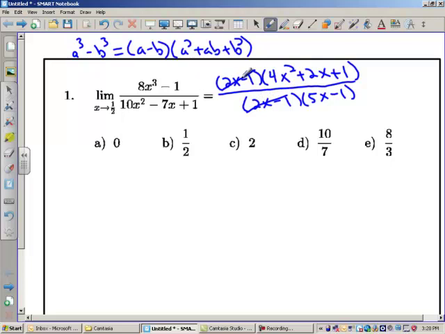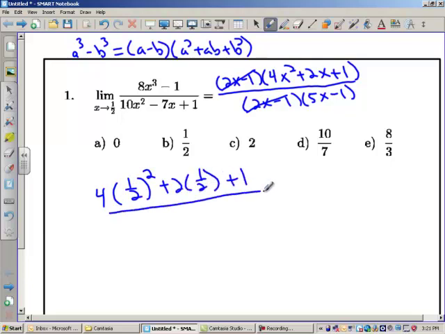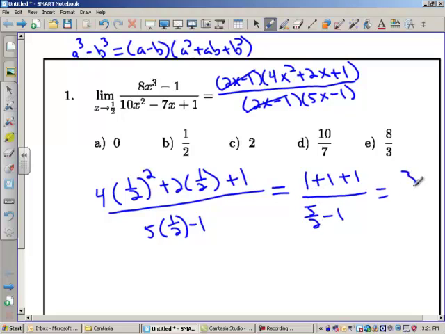So we're going to plug in our 1/2 for x. So we want 4 times 1/2 squared plus 2 times 1/2 plus 1, and we're going to divide this all by 5 times 1/2 minus 1. So 1/2 squared is 1/4 times 4 is 1. 2 times 1/2 is 1 plus 1. And then on the bottom we have 5/2 minus 1, which is 3 divided by, if I think about that as 2/2, I'll get 3/2.